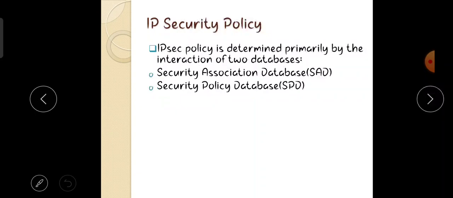Fundamental to the operation of IP security is the concept of a security policy applied to each IP packet that is transferred from the source to the destination. IP security policy is determined primarily by the interaction of two databases. The first one is the Security Association Database, and the second is the Security Policy Database, that is, SAD and SPD. This section provides an overview of the two databases and summarizes their use during IP security operation.